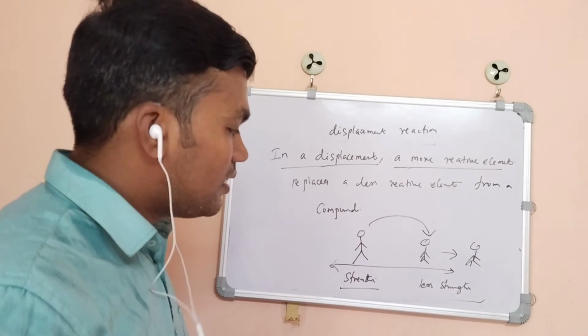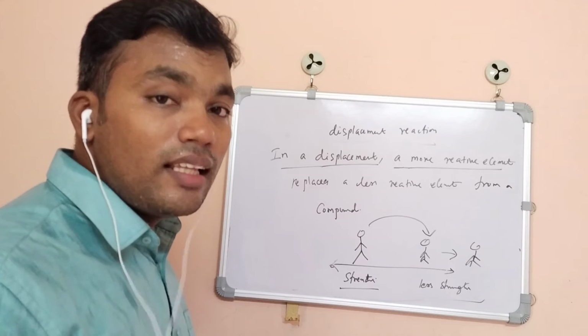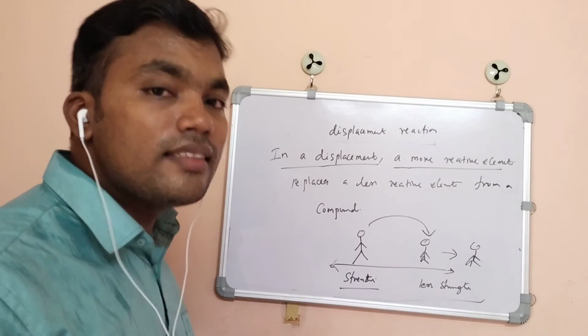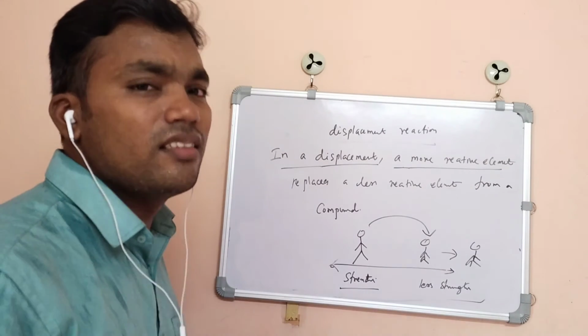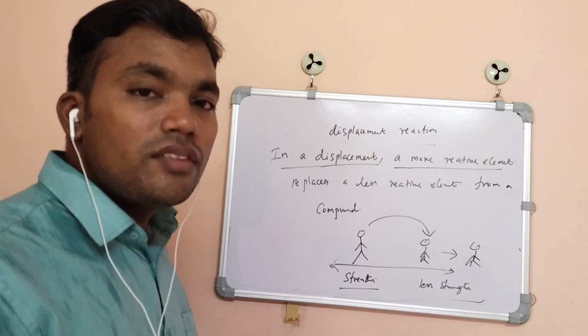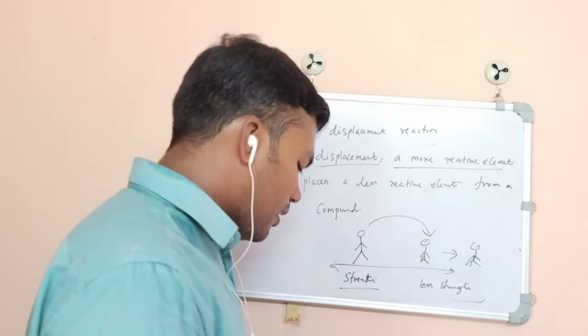One guy has more strength than the other guy. The guy who has more strength can move away the guy who has less strength. Okay, this is the best example for the displacement reaction. Like that, you can remember the reaction with real activities that you may face in your real life.